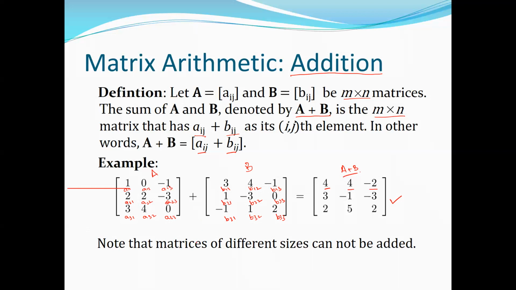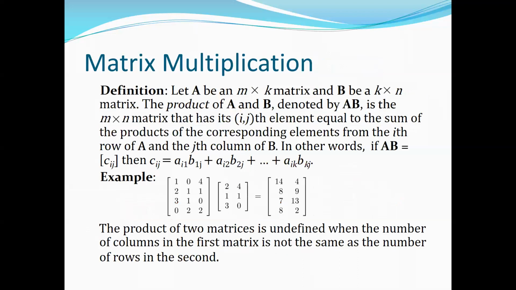Note that this is important. Matrices of different sizes cannot be added. This is important. If you have different matrices, for example, this matrix is 3 cross 3, and the size of this matrix is 3 by 2, you cannot add them. And the reason is very obvious. How will you add these three elements when you do not have the corresponding elements in another matrix? All right.